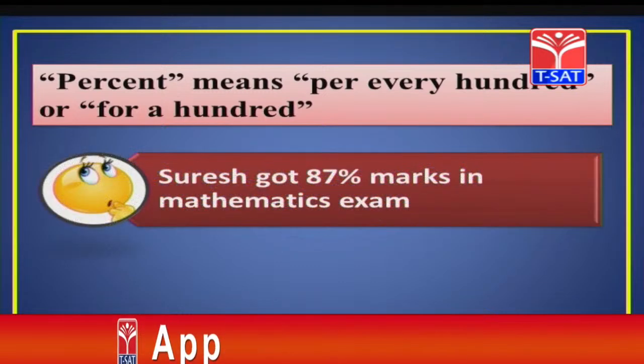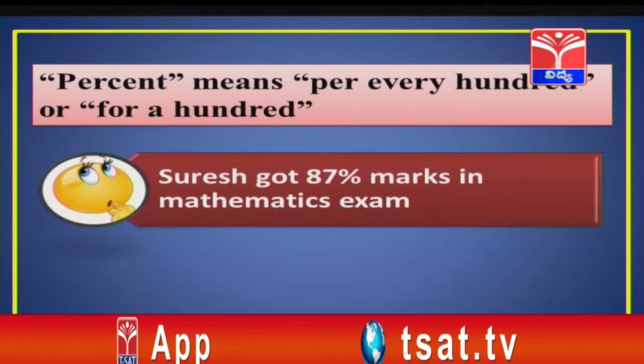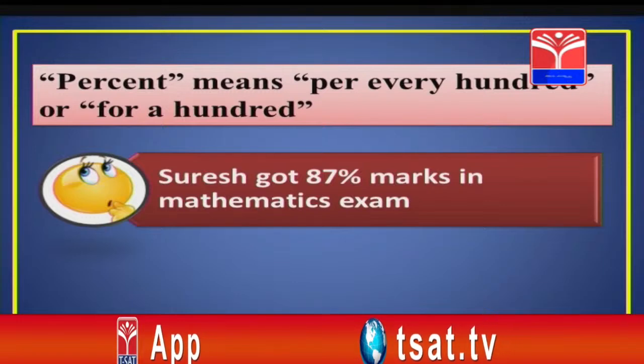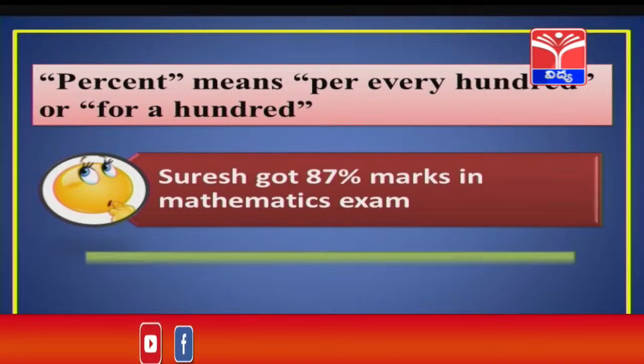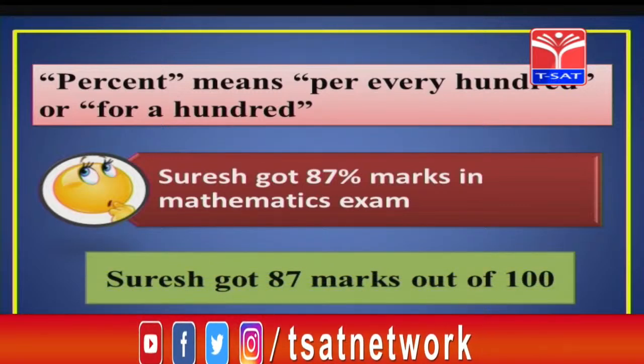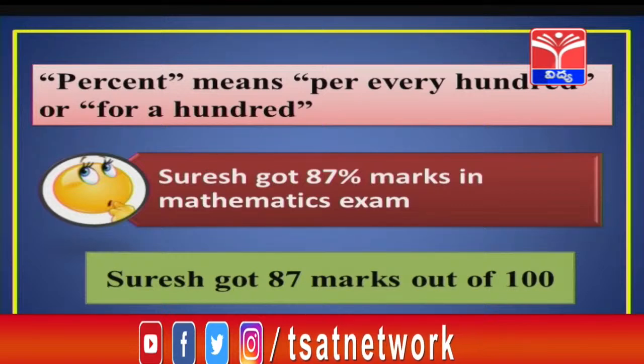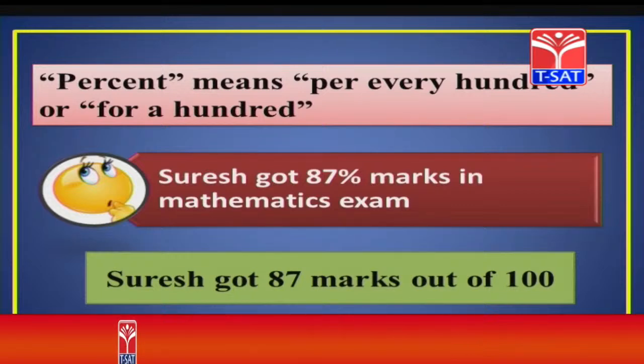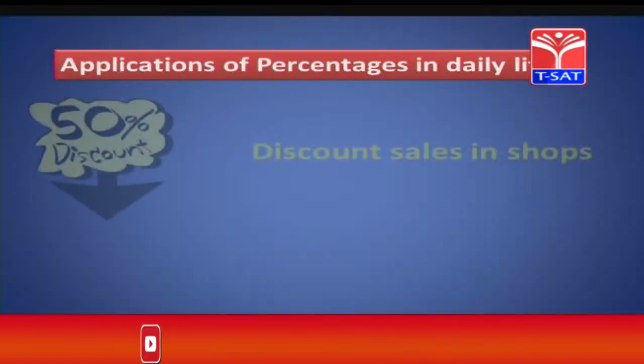Now, let us take an example. Suresh got 87% of marks in mathematics exam. Now, what do you mean by this, children? It means Suresh got 87 marks out of 100 marks. So, that is the meaning of 87%.